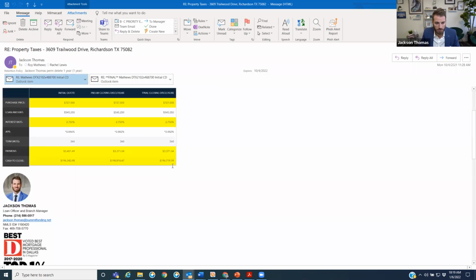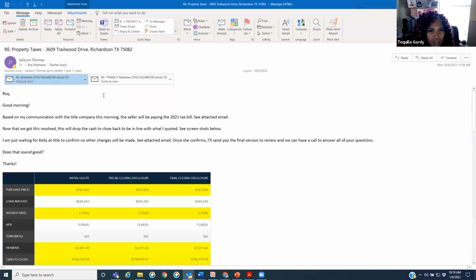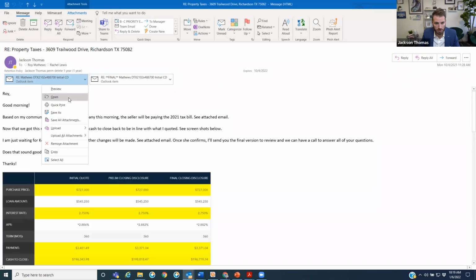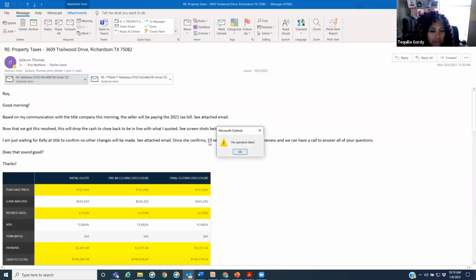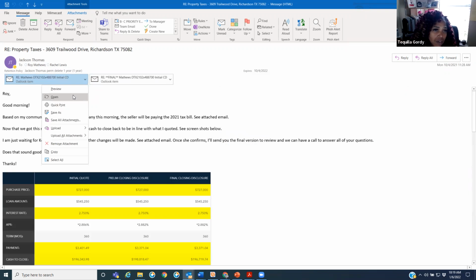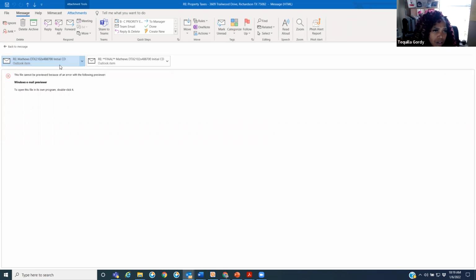I don't know why it won't open up. Click on the side and see if that gives you the little arrow button. Oh, yeah, right there. Yeah, preview. It's so weird, isn't it? It allowed us to preview it. Oh, nope. I don't know why.